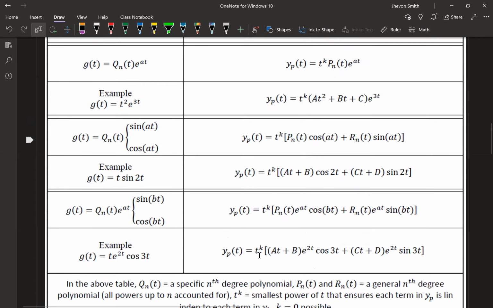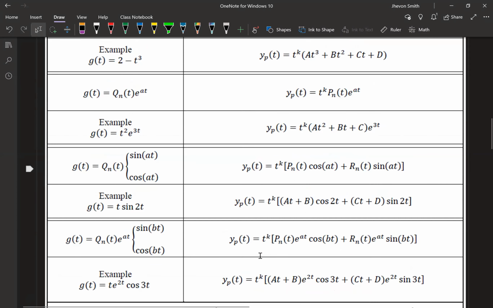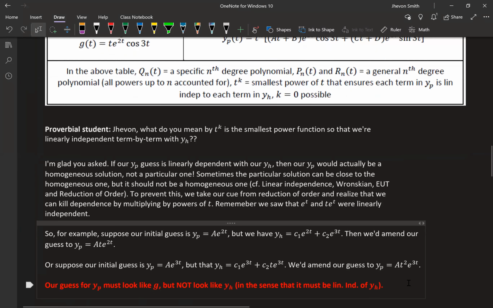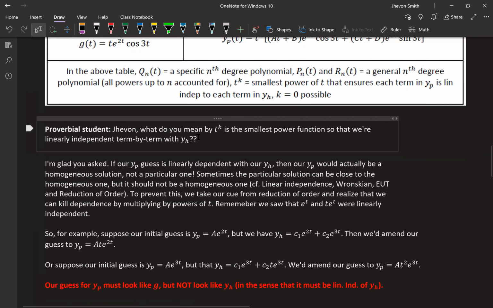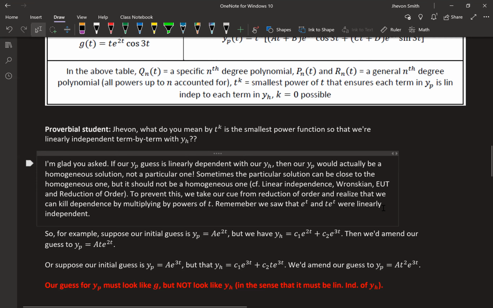And so that's the process of how to guess what the form of YP looks like. Okay. Now, of course, I kind of asked the question for you here. What do you mean by t to the k is the smallest power of this? It's a question that I ask all the time. I know it's going to come up at some point, so I just decided to be preemptive and answer it before. I explained to you why multiplying by a t actually fixes the situation.